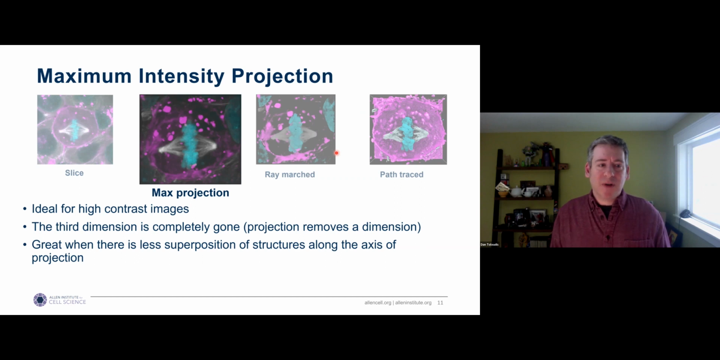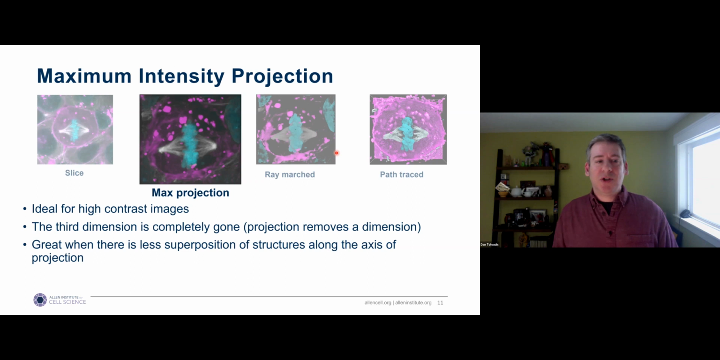So this works really well for high contrast images where the important thing you're imaging actually lives in the higher intensities and it's separated from background or sort of non-signal in lower intensities. It is important to note that the third dimension is completely gone. We are removing a dimension by virtue of selecting only the maximum value. And this works great when there is less superposition of structures along the axis of projection.